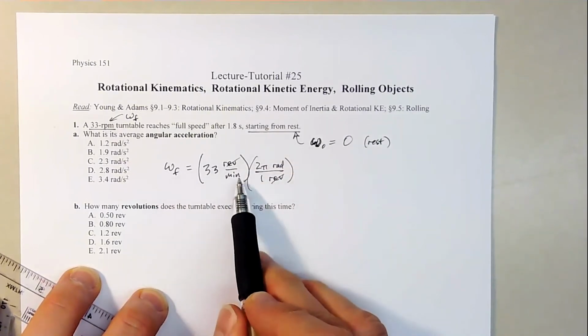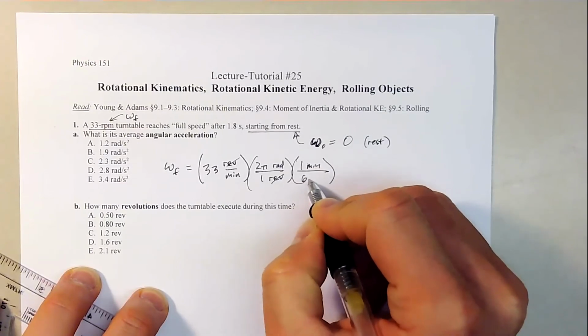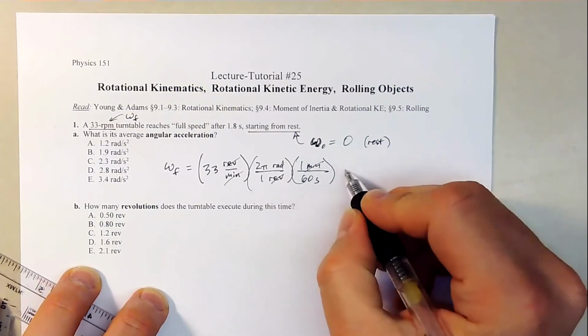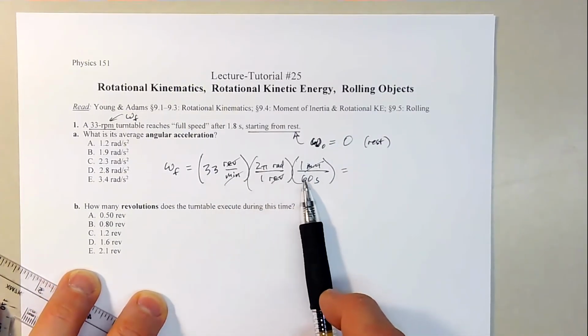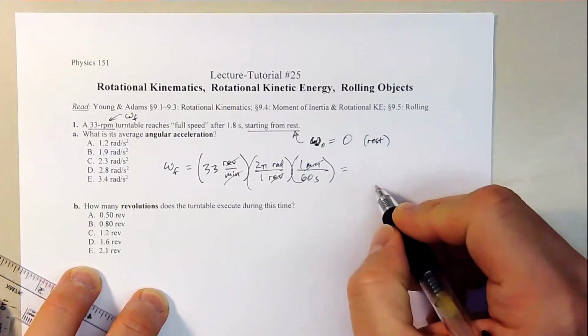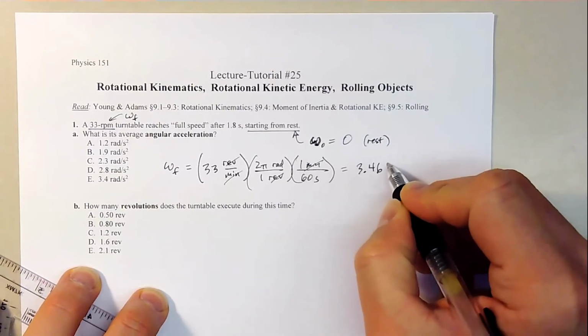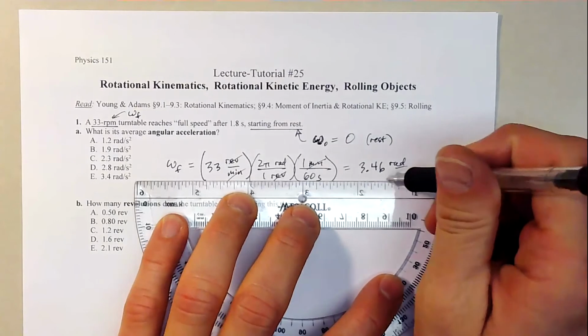And let's convert the minutes into seconds. So we know that 1 minute is equal to 60 seconds. Right? So now it looks like I'll be left with radians per second. So I ask my calculator, what is 33 times 2 pi over 60? And I get that it's about 3.46, et cetera, radians per second. All right, so that'll be omega final.